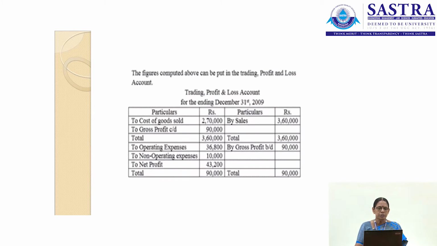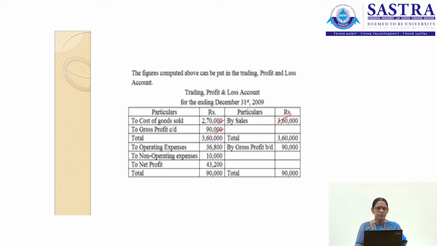The figures computed above can be put in the trading and P&L account like this. 2,70,000 is given in the problem. We have arrived at GP as 90,000. We have arrived at sales as 3,60,000. So the total of your trading account is 3,60,000.